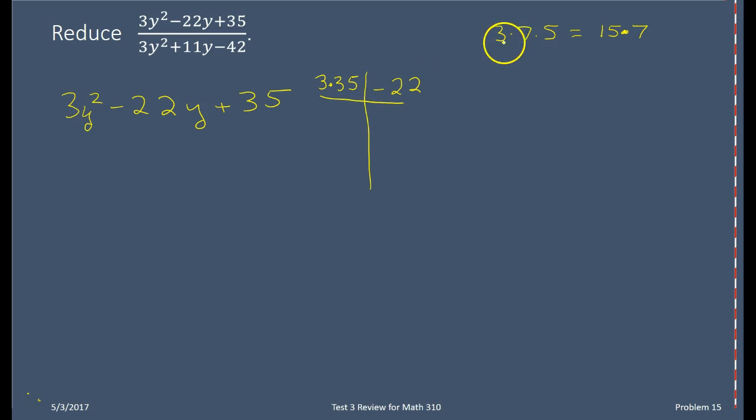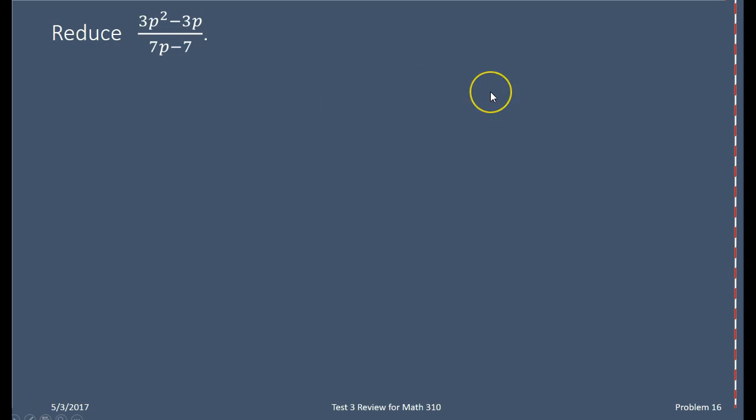I broke 3 times 35 down to primes, 3 times 7 times 5. And I'm going to try different combinations. 3 times 5 is 15, and then 7. Let me try that combination. And they have to both be negative. Negative 15 plus negative 7 equals negative 22. So see, that isn't that hard if you're smart about it and break it down to its primes.